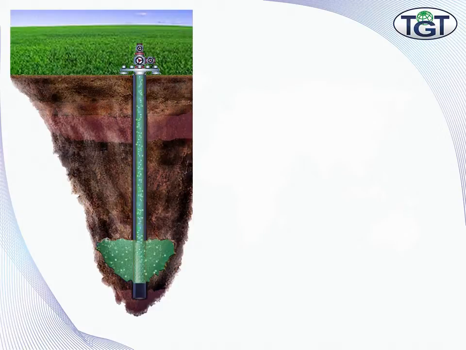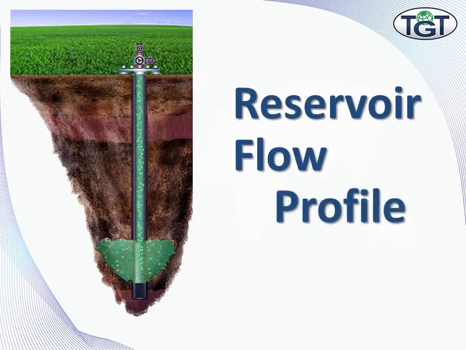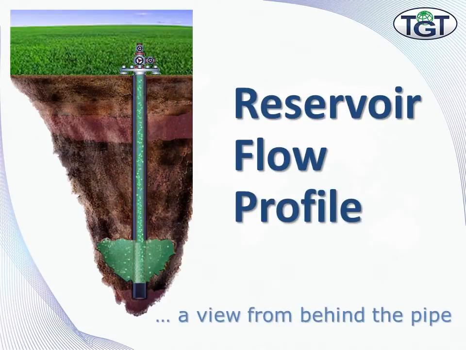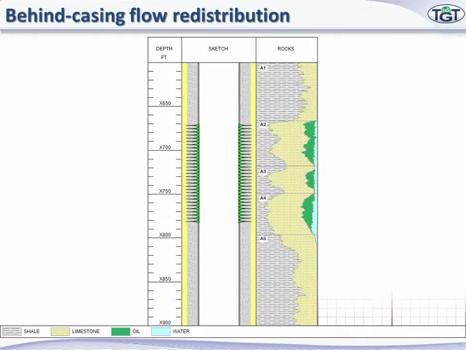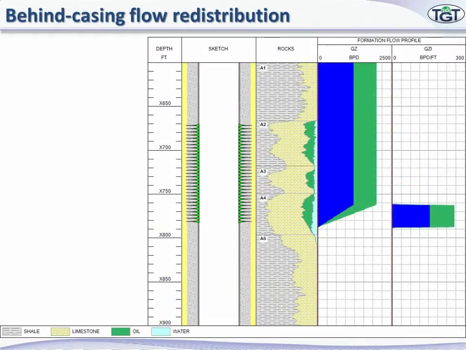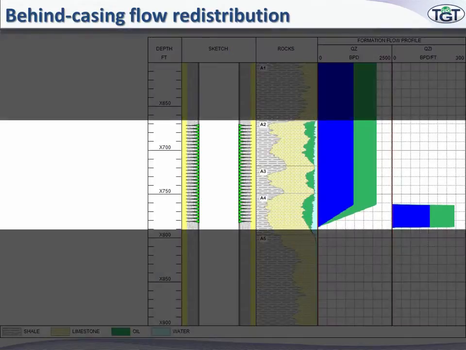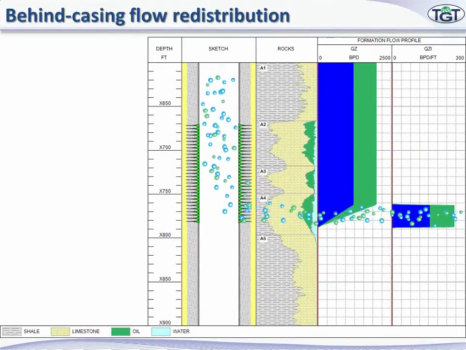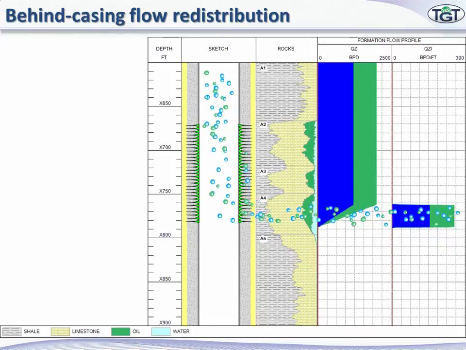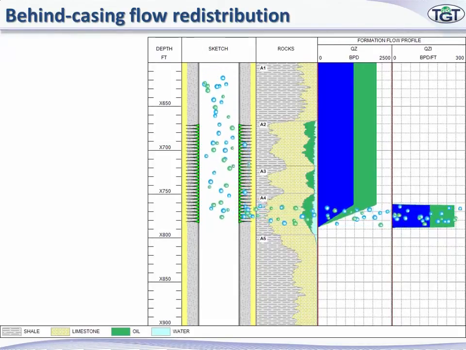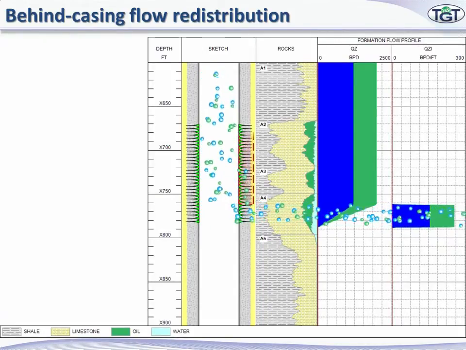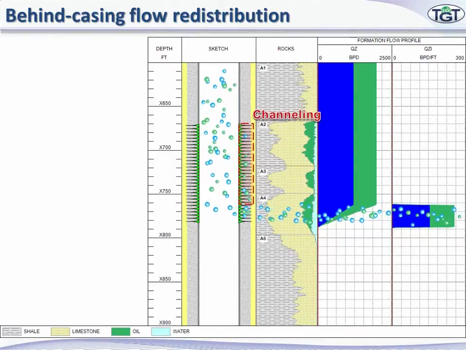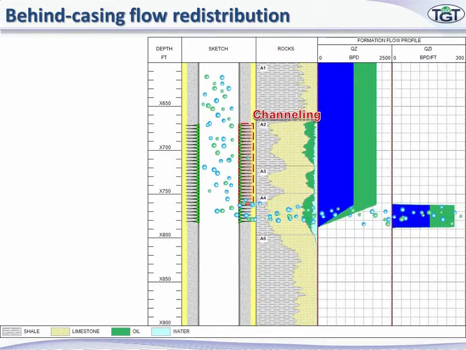Let's consider the main problems of reservoir flow profile analysis. Let's talk about behind casing redistribution. There are perforations of A2, A3 and A4 reservoir units. We are producing oil and water from the bottom of A4. But based on channeling, fluid is moved through channels and squeezed from any holes of pipe.